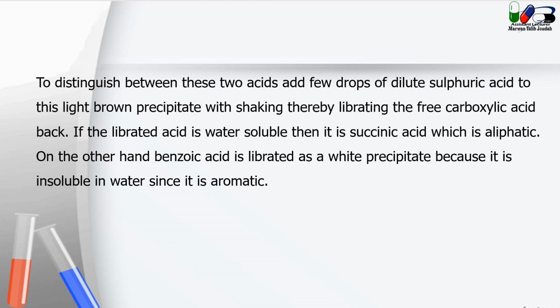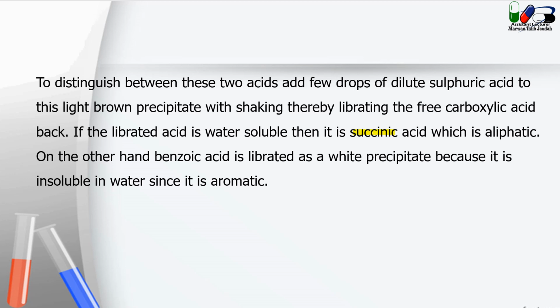Here, if we want to distinguish between these two acids, which is very important, add a few drops of diluted sulfuric acid to this light brown precipitate with thorough shaking, liberating the free carboxylic acid back. So it becomes a reversible process, okay? If the liberated acid is water soluble, then it's succinic acid. So here we can distinguish between benzoic and succinic acid. What do we add? We add diluted sulfuric acid and return the acid to its normal state.